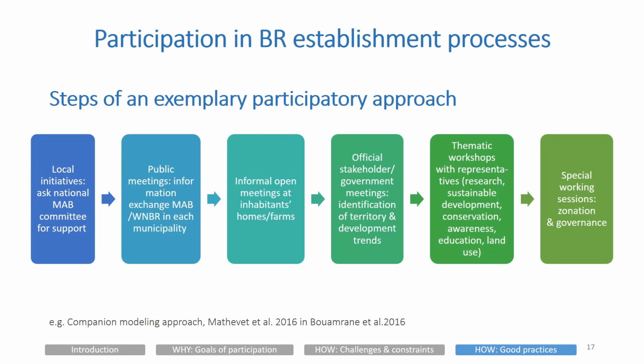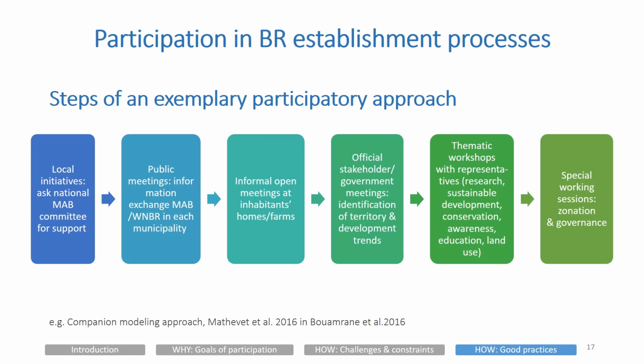For example, the companion modeling approach from Mathevet et al. and Bommerand et al. They describe the following steps. Firstly, local initiatives may ask the National MAB Committee for support. Afterwards, public meetings for exchanging information about the MAB program and the world network of biosphere reserves in each municipality are needed. It is recommended to include a series of informal open meetings at inhabitants' homes or farms organized by volunteers.